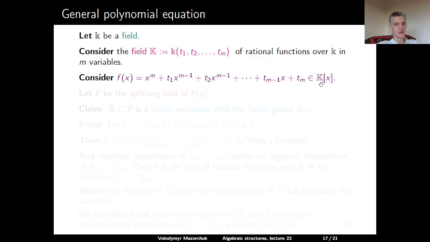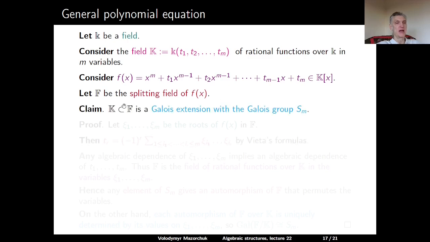So that's a polynomial with coefficients in capital K. This should be m minus 2. Let F be the splitting field of this polynomial f of x. Claim: capital K inside capital F is the Galois extension whose Galois group is the symmetric group Sm.